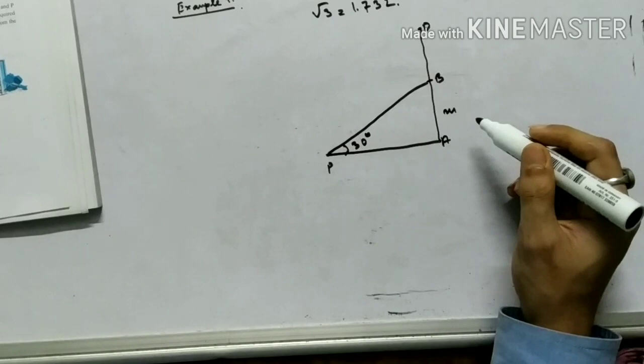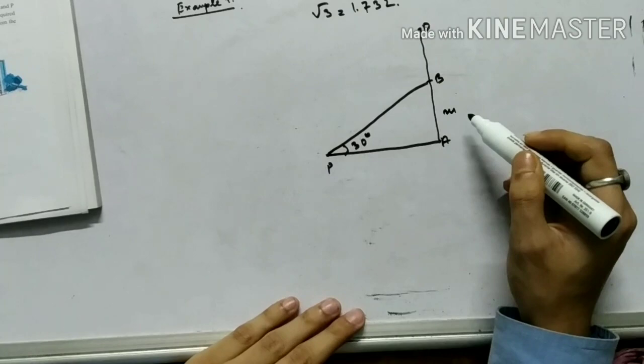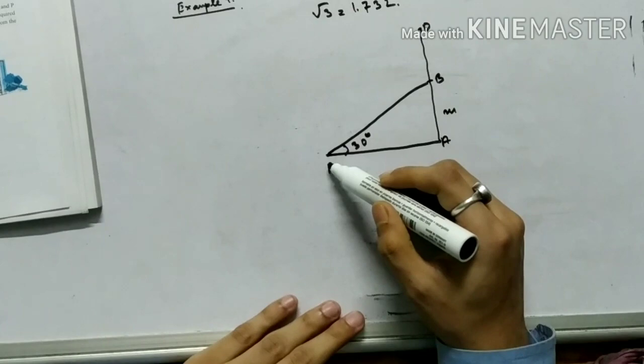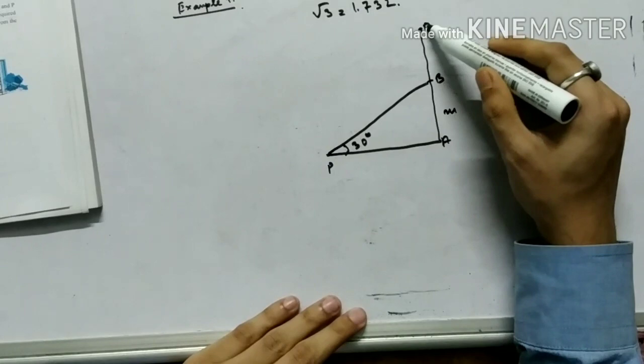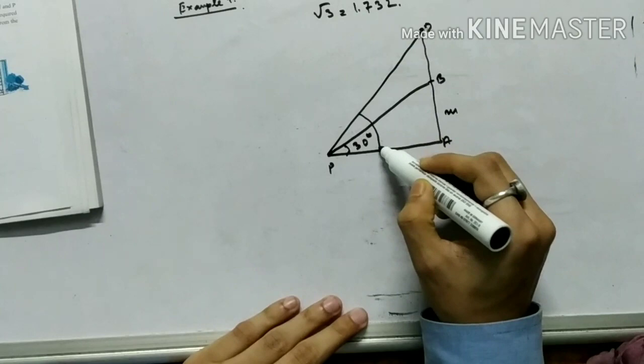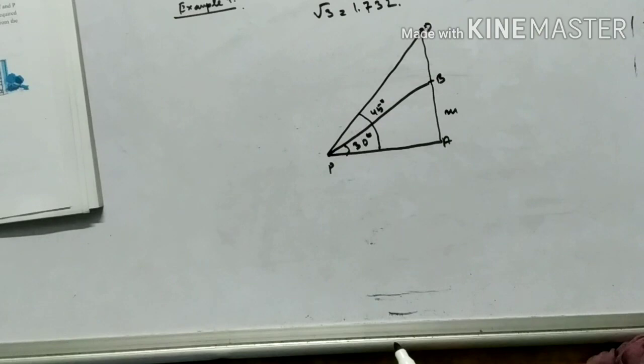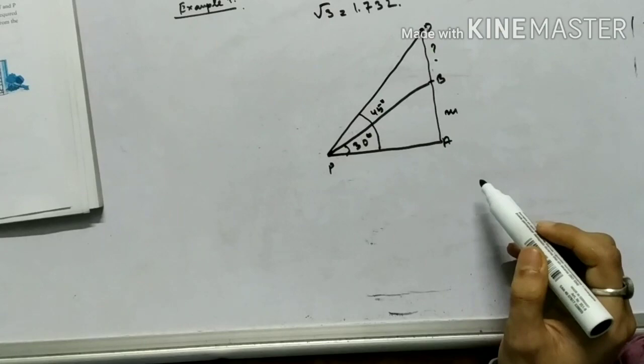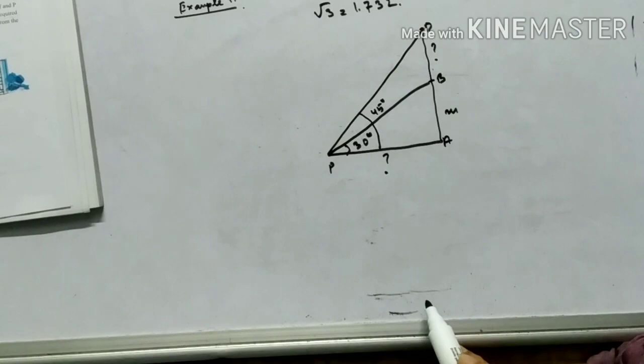And then it is given that the angle of elevation of the top of the flagstaff from P, this is the top, point D, is 45 degrees. Find the length of the flagstaff, that means I have to find DB, and the distance of the building from point P, PA. DB and PA I have to find here.